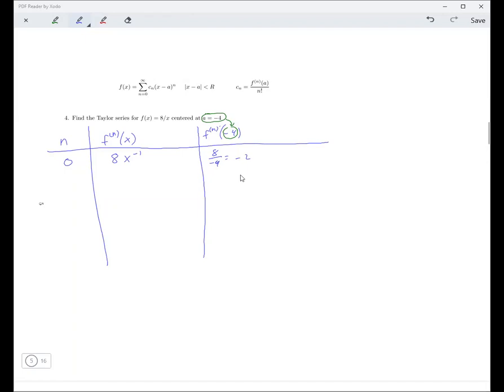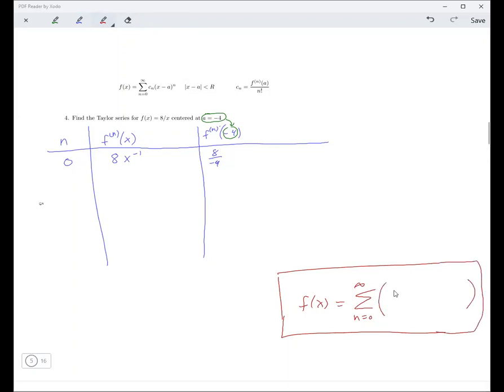Oh, wait a minute. They want it in the general form. So if you're going to do the general form, then don't simplify it. Just leave it as a fraction. Don't simplify that. Because they want the answer like this. They want us to put something in there. They just want the answer like that. So that means we have to figure out what patterns to use.